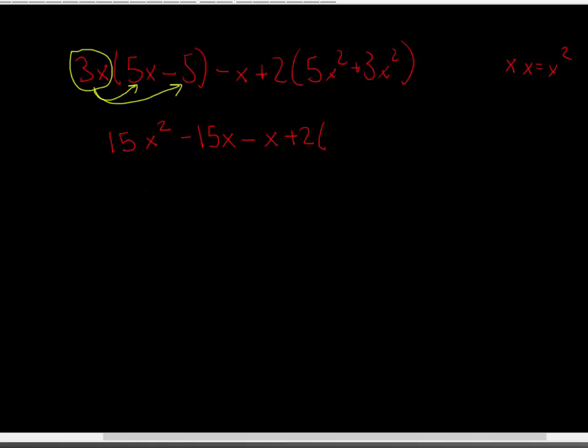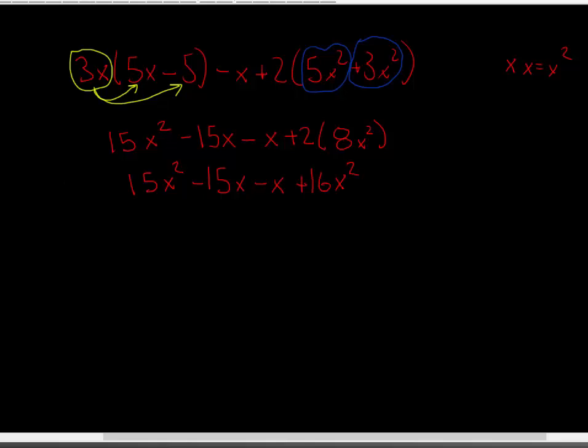But notice that you have some like terms inside the parentheses already. You've got a 5x squared and a 3x squared. What's 5 plus 3? 8. So 5x squared plus 3x squared is 8x squared. So now let's go from left to right again, simplifying. Nothing's happened to the 15x squared, so bring that straight down. Negative 15x, just bring it straight down. Negative x, straight down. And now we've got 2 times 8x squared. That's the same as 16x squared.